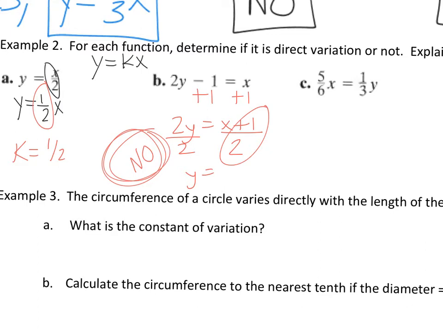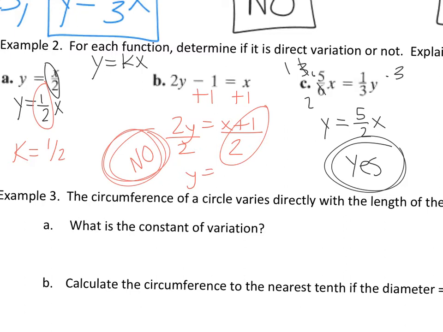And then letter C, I solve for y, so I multiply both sides by 3. This reduces to 1/2. So it's y equals 5/2 x. So yes, it is direct variation because it's y equals kx, and the y-intercept is 0.